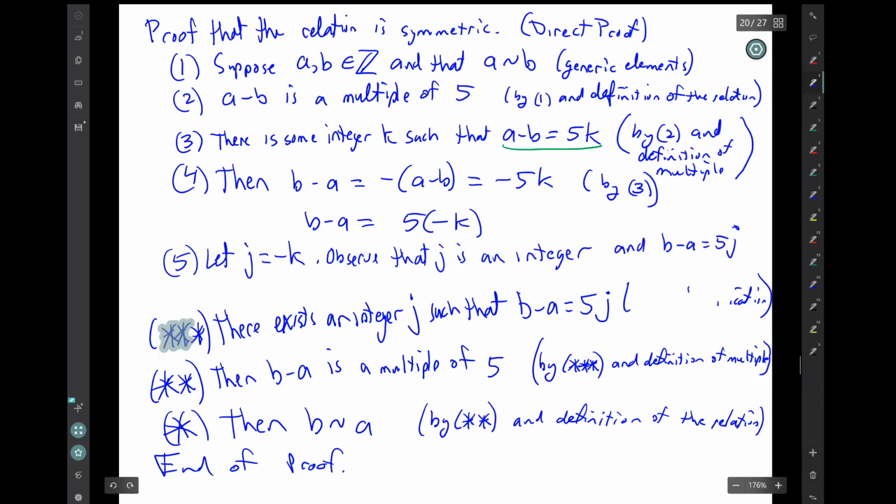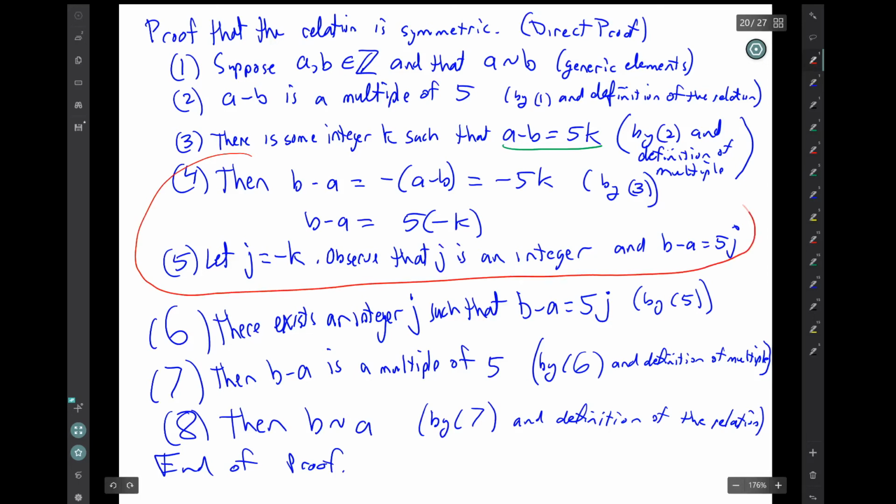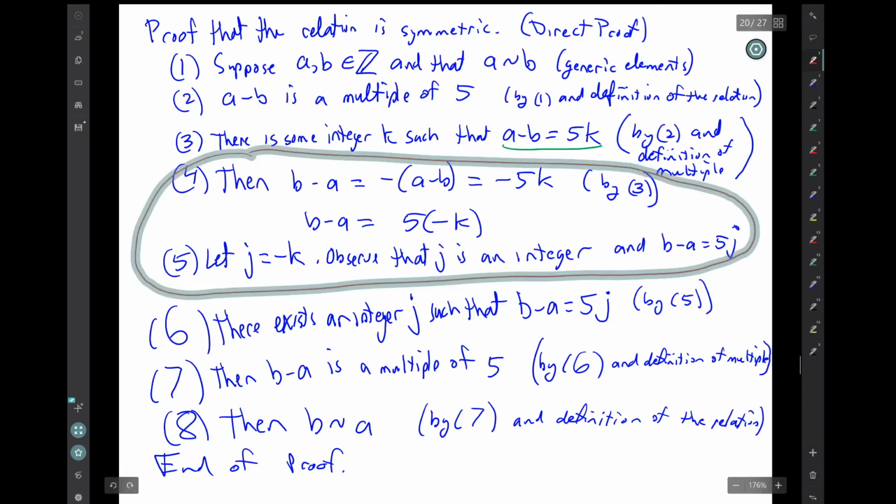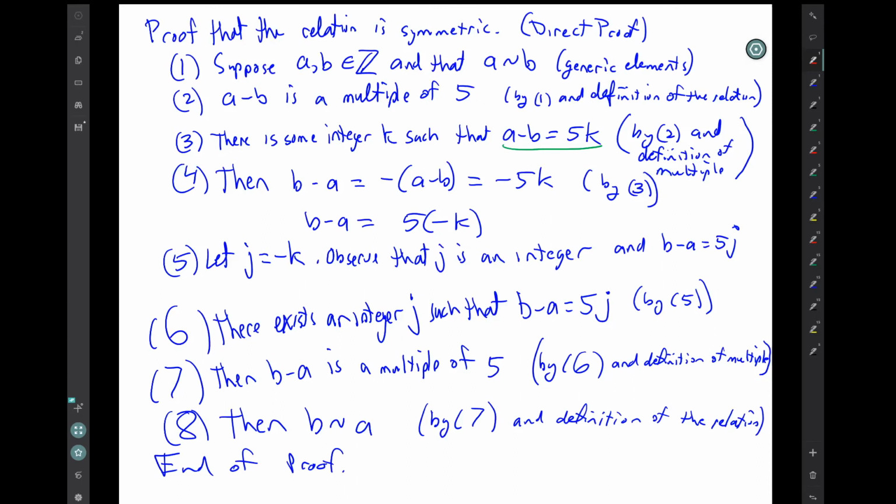So look, we have closed our gap. We can now number statement triple asterisk as statement 6, and it's justified by statement 5. And we can renumber statement double asterisk as statement 7, and it's justified by statement 6 and the definition of multiple. And finally, the last statement of the proof is going to be numbered statement 8, and it's justified by statement 7 and the definition of the relation. So the only clever thing that we had to do was that red circled pair of steps in the middle. All the other steps were straightforward. So there's the proof that the relation is symmetric.